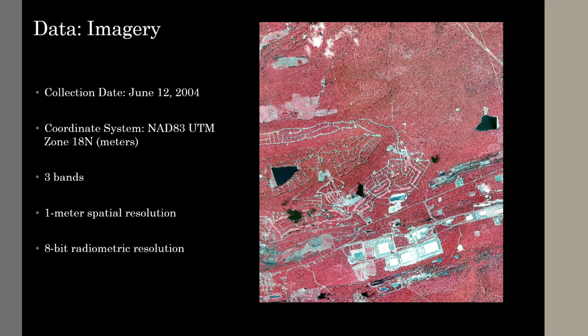Here is a screenshot of the 2004 data taken with a color infrared imagery sensor on June 12, 2004. The 3-band imagery is displayed in the 123 combination, which is near infrared, red, and green. The coordinate system is also in NAD83 UTM zone 18 north in meters. It has a 1 meter pixel resolution and an 8-bit radiometric resolution. The company that captured this imagery is called Surdex.